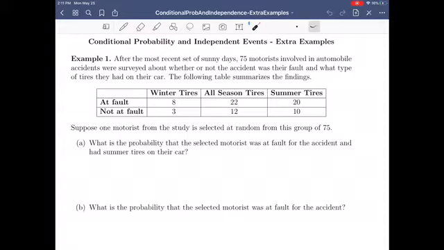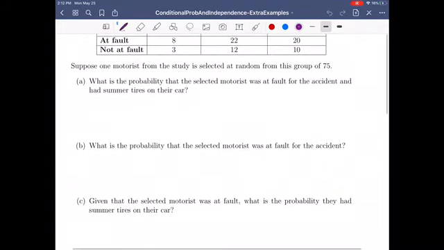So again, this is giving the intersections. For instance, 22 means that there were 22 people who were at fault with all season tires on their car. So we're going to select one motorist at random from this group of 75. And the first thing we want to know is, what is the probability that the selected motorist was at fault for the accident and had summer tires?